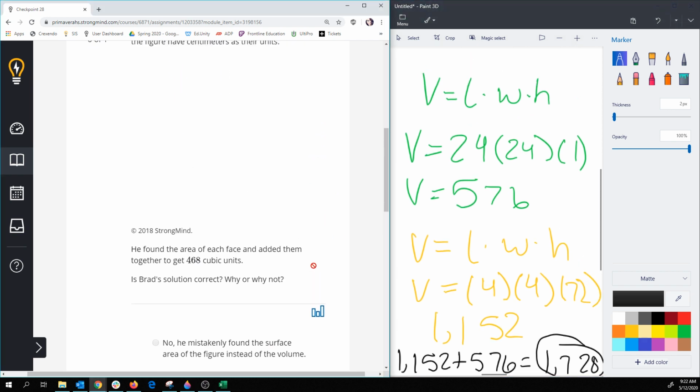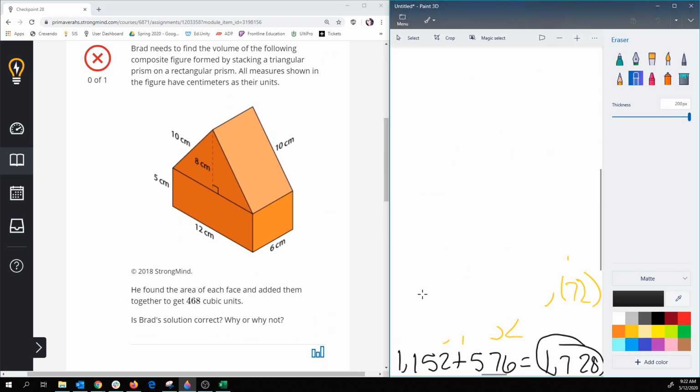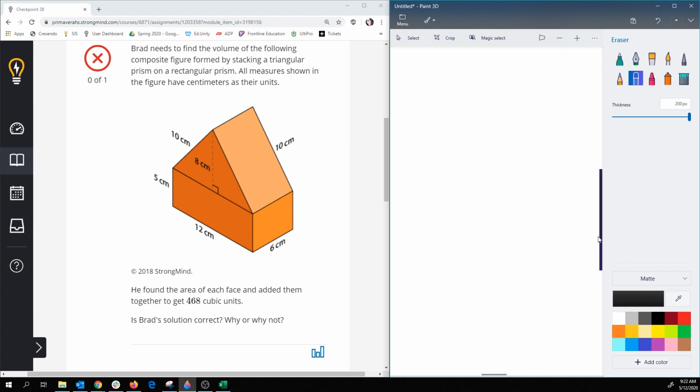All right, number 10. So it says that Brad needs to find the volume of the following composite figure formed by stacking a triangular prism on a rectangular prism. All the measures shown in the figure have centimeters as their units. He found the area of each face, then added them together. Is Brad's solution correct? Well, think about what we did when we did surface area, right?